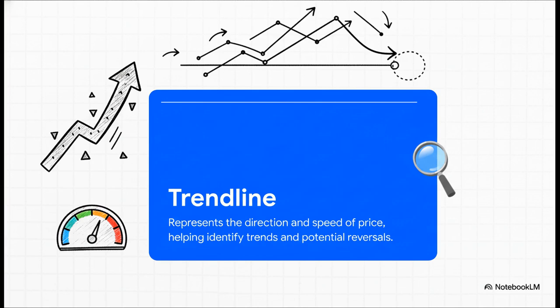At its heart, it's just a visual guide to the market's momentum. It's showing us which way the price is heading and how fast it's getting there. That's absolutely crucial for spotting the main trend, and maybe even more importantly, for getting a heads up when that trend might be running out of steam.